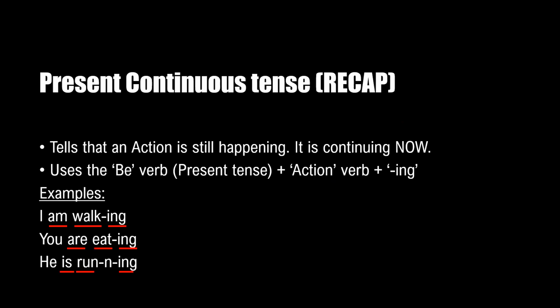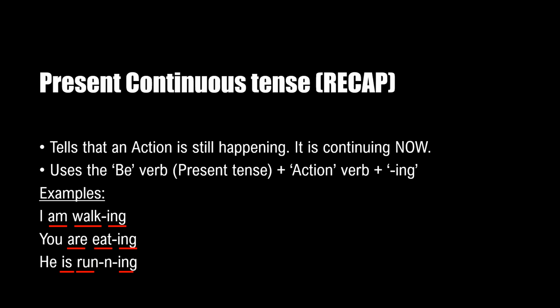Next, we will see how the be verb is used in the future continuous tense. But before we do that, we will quickly go through the present and the past continuous tense. So what is the present continuous tense? A present continuous tense tells us that an action is still happening. It is continuing now. Present continuous tense uses the verb be in the present tense, followed by the action verb, followed by the ing, which is added to the action verb.